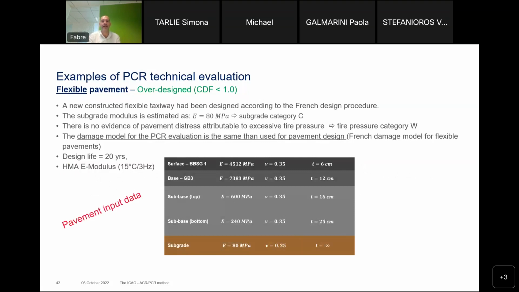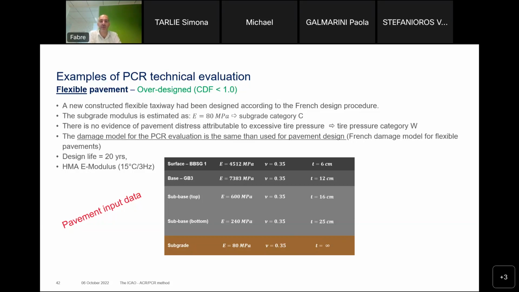So another example with a pavement CDF lower than one. It means that your pavement CDF was strictly lower than one, so it is over-designed. This is a newly constructed flexible taxiway, which had been designed according to the French design procedures. The subgrade modulus is estimated to be 80 megapascals, so it will be reported with category C. There is no evidence in the last service index, for instance, of pavement distress attributable to excessive tire pressure, so it will again be reported with tire pressure category W.